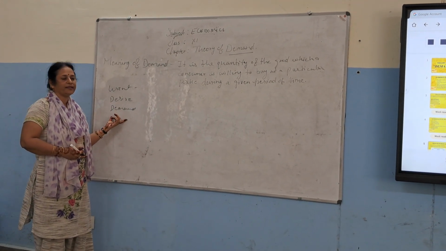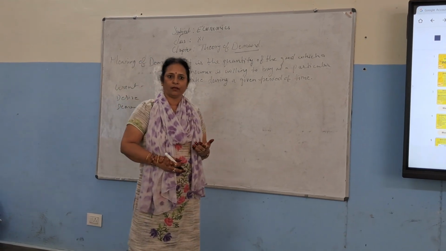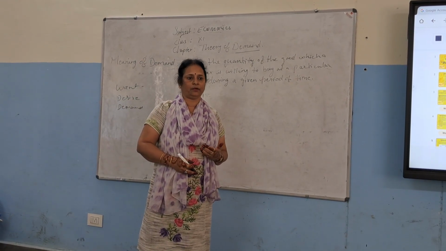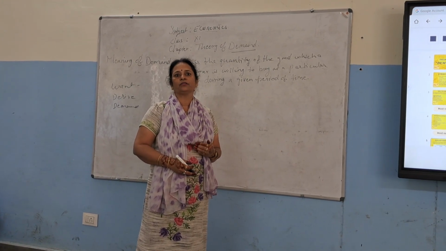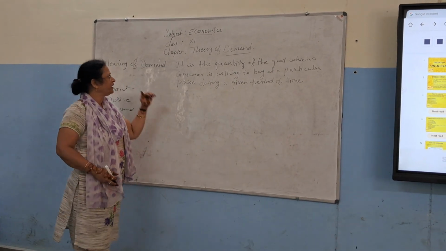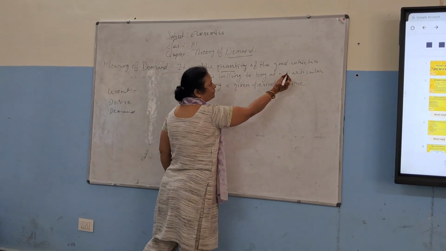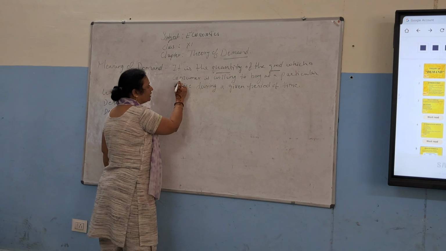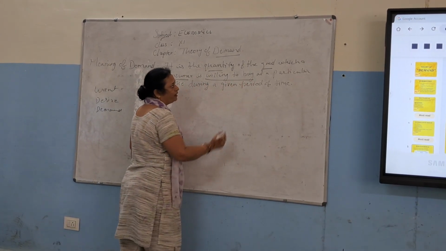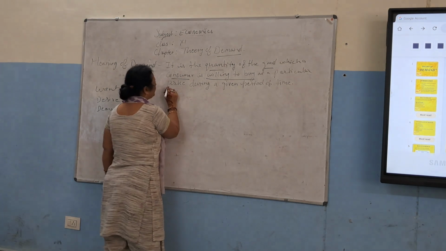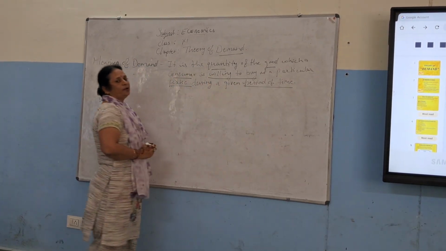And the third is demand. Demand means when you need something, you are ready to purchase it and you are ready to pay the amount for it. That is called as demand. So it gives the meaning that it is the quantity of the good which a consumer or consumers are willing to buy at a particular period of time and at a particular price.